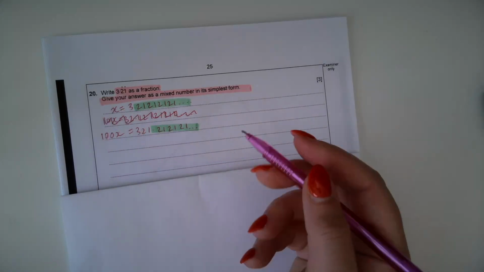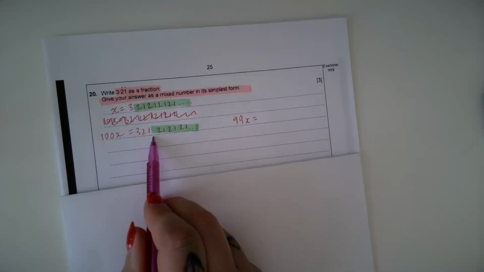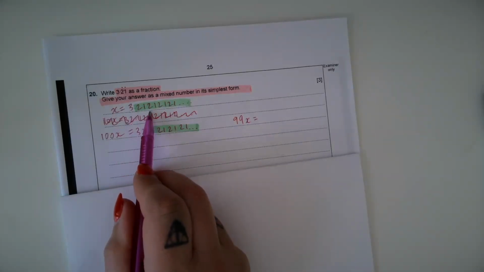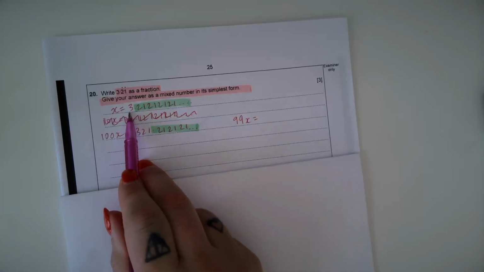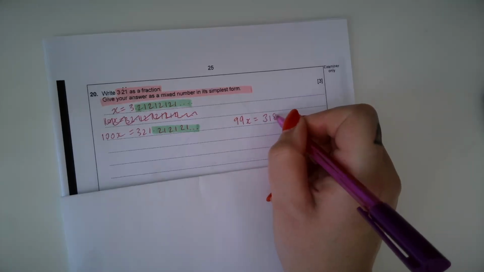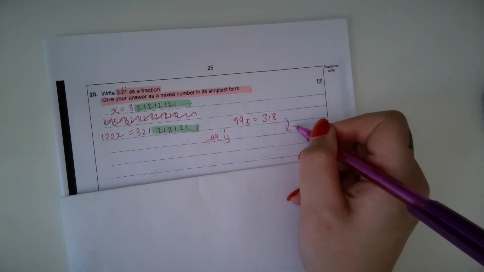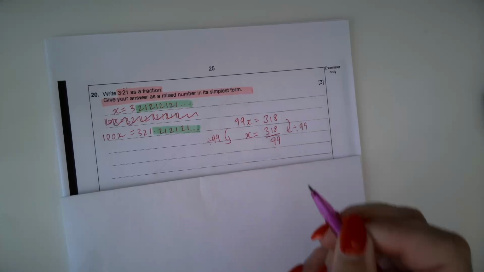So I'm going to do 100x subtract x. 100 subtract 1 is 99, so I have 99x. Then 321.21 recurring, subtract 3.21 recurring. Well, the 0.21 recurrings are going to cancel out, and then I'm doing 321 take away 3, which is 318. Now I'm going to divide by 99, so x equals 318 over 99.